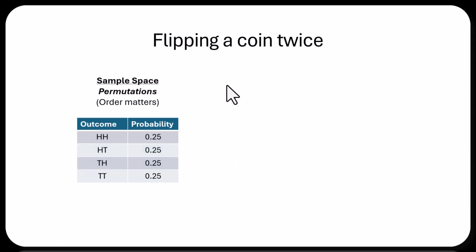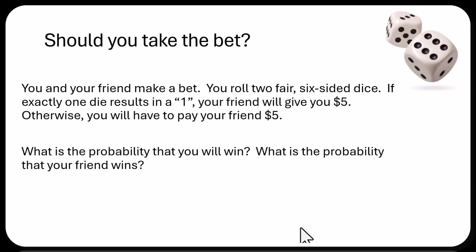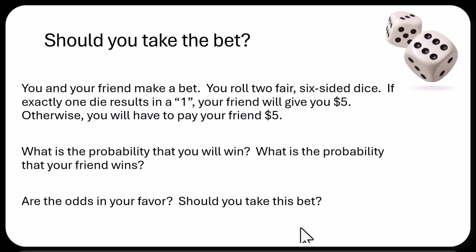So from our sample space and the associated probabilities with each outcome, I have created a discrete probability distribution. When I go from my sample space, where order matters, to a discrete probability distribution where order doesn't matter, I have created what's called a random variable. In this case, my random variable is defined as the number of heads. I could have just as easily defined my random variable as the number of tails, and I would have gotten a similar result. Now that we've had this practice, let's go back to our original question about our bet.